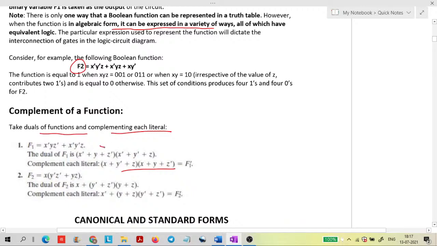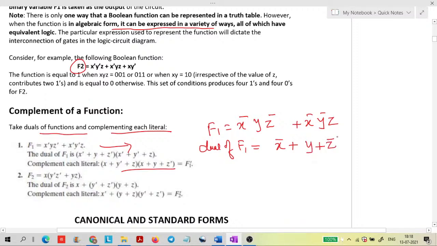So here in this case the function f1 is x bar y z bar plus x bar y bar z, and we want the dual of this function, the dual of f1. What is the dual of f1? Here, the product to sum, you can consider x bar plus y plus z bar. Here the plus you replace with a product, into x bar plus y bar plus z. So this is the dual of the function.